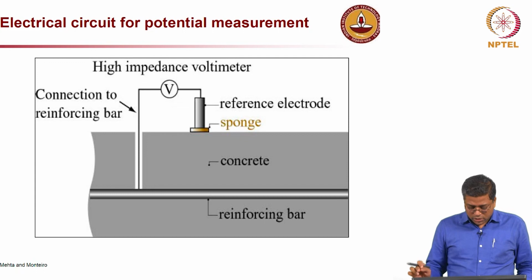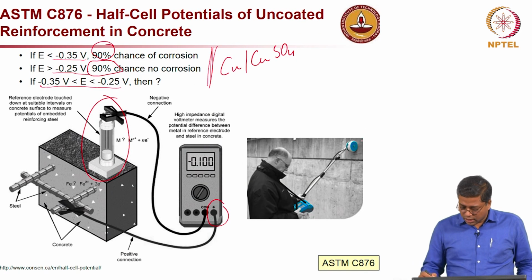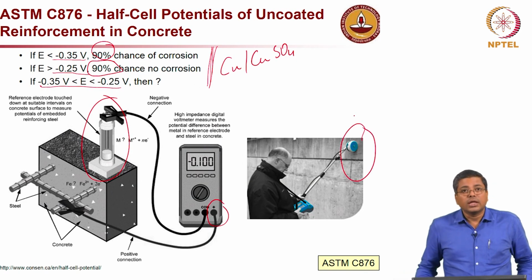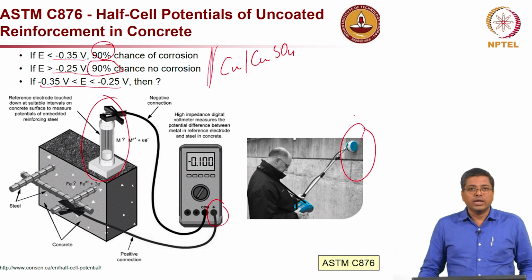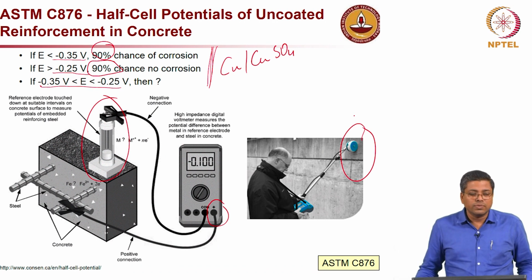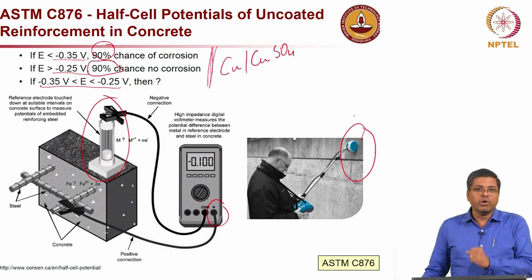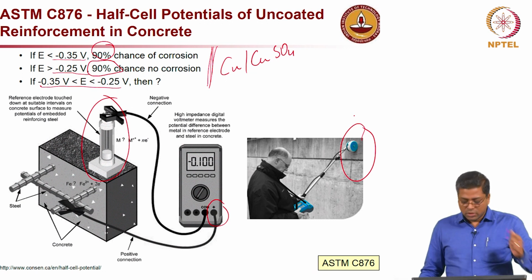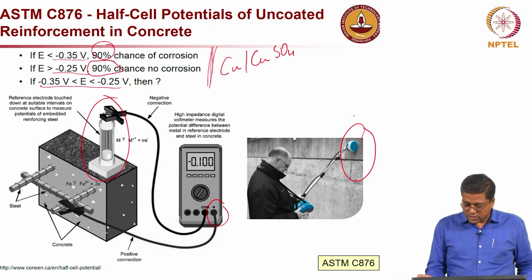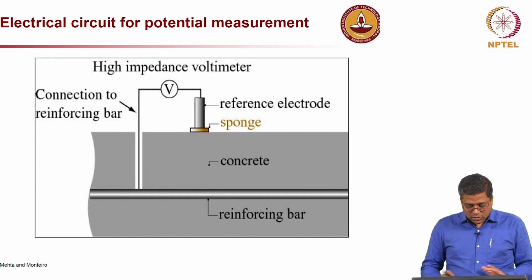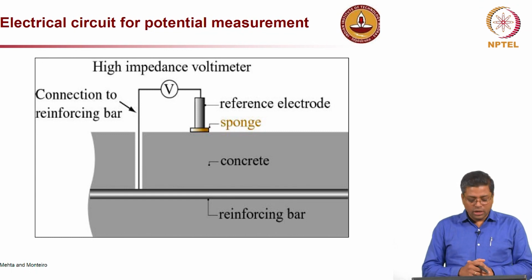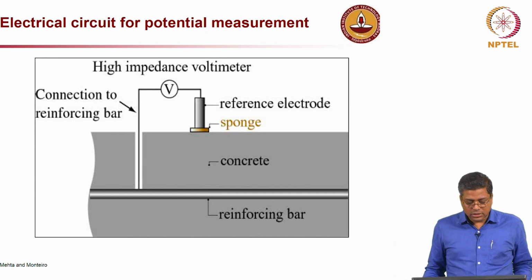Now, I will show you this picture here. Here this man is actually taking measurements using a wheel electrode. Where is a wheel electrode useful? When you have a large surface area to cover, then such electrodes are very useful, because you do not have to go point by point, but you can move faster along the surface.